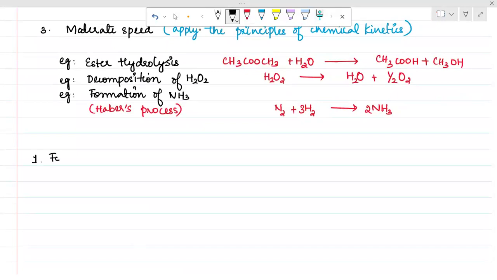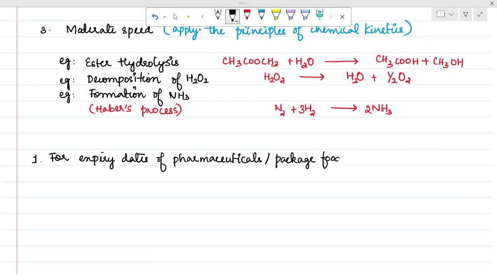one, to calculate the expiry dates. Expiry dates of, let's say, pharmaceuticals, packaged foods, etc. So you can use the principles, the equations, the concepts, etc. to calculate the expiry date. You can tell the customers that whatever you have bought is useful to you till this and this date. Till so and so date is what you can tell.